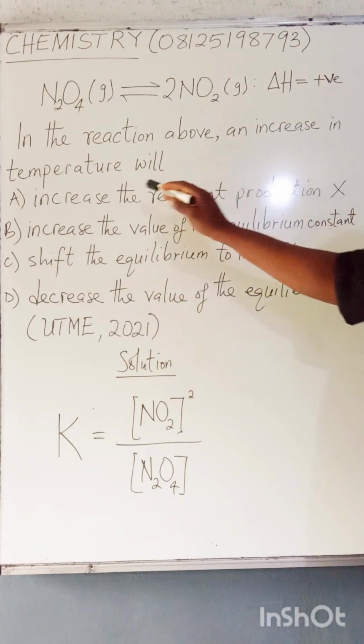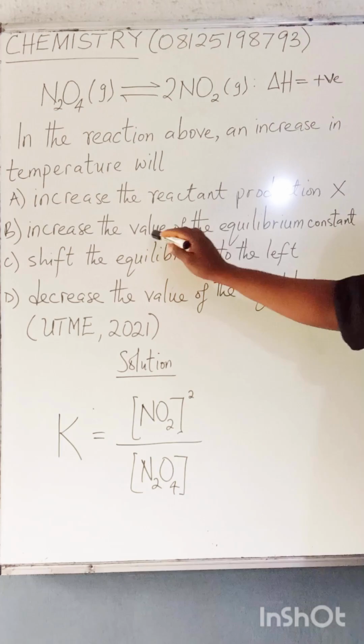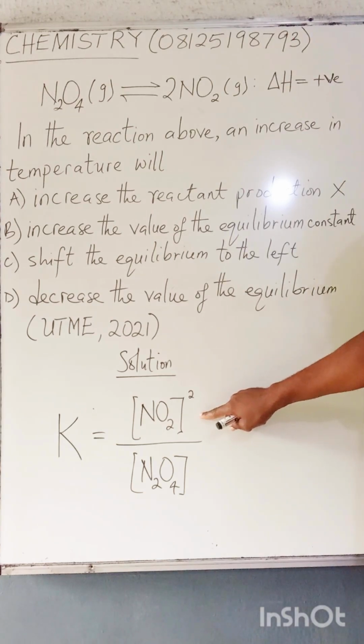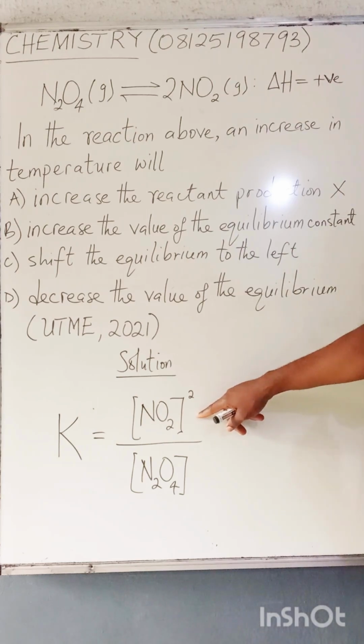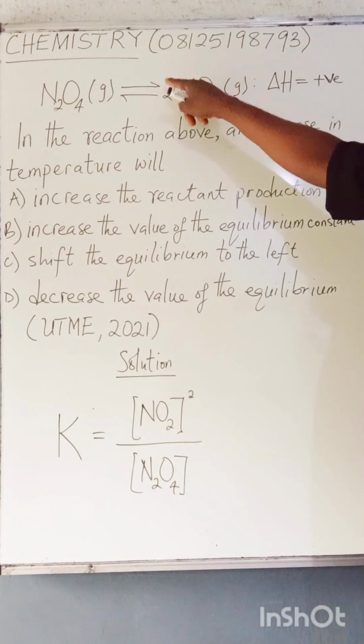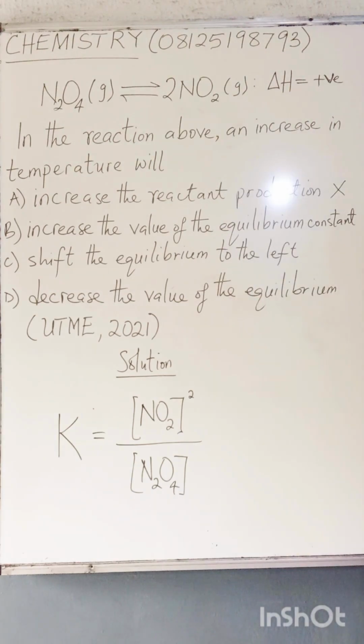Then option B says, an increase in temperature will increase the value of equilibrium constant. To increase the value of the equilibrium constant means that the numerator here is going to increase, going to become more. And for this value to become more, it means we have more of the products produced. And that is what is going to happen. Do you understand? So option B is the correct option.